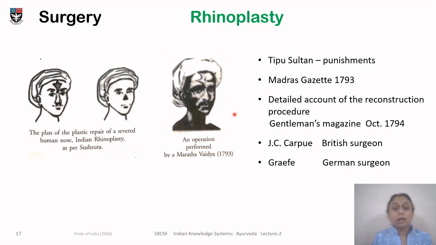And this is an actual photograph, a painting from those times. A detailed account of this was made by the British physicians of those days in the Madras Gazette, and the detailed procedure was also given in the Gentleman's Magazine way back in the 1790s. This procedure was then followed or reproduced by the British surgeon J.C. Carpue in Britain, and also the German surgeon Graefe in Germany, who followed exactly the same procedure and conducted successful rhinoplasties. So the question was, where did this Maratha Vaidya get this knowledge from? How did he know what to use, how to use it, what to do to reconstruct these noses?